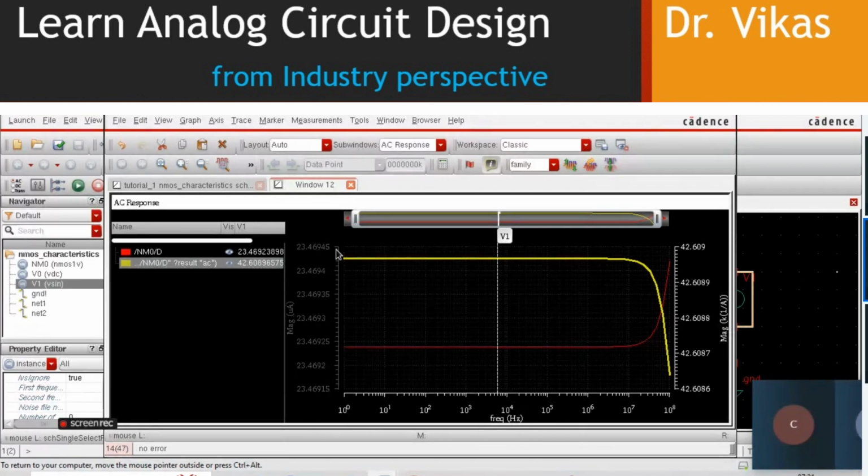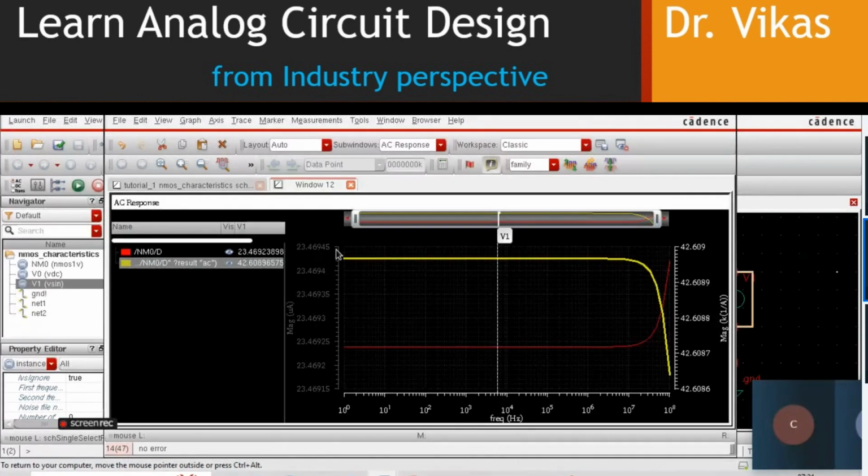If it is a voltage amplifier, how exactly it should perform, and if it is a current amplifier, how exactly it should perform, we should know that. To understand all those things, these parameters are really very important. That is the reason why we go ahead with the calculation of output resistance and input resistance.